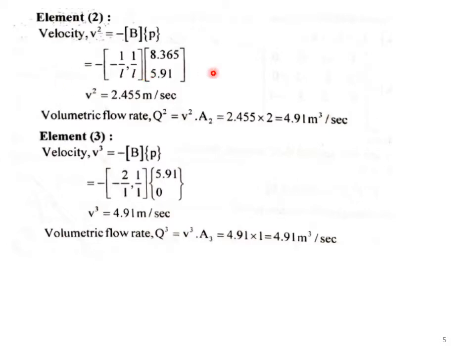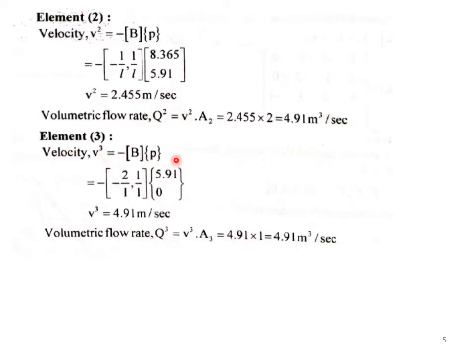And this is the velocity. The volumetric flow rate, that is Q2, is equal to V2 into A2. So that is 2.455 into 2, that is 4.91 cubic meter per second. So this is the volumetric flow rate of element 2. Okay, the same procedure we follow to find the velocity and volumetric flow rate for element 3.